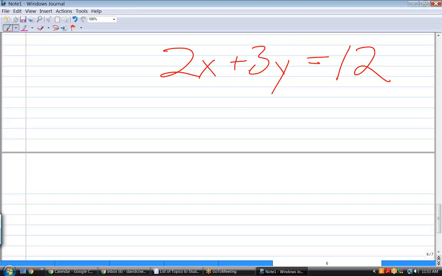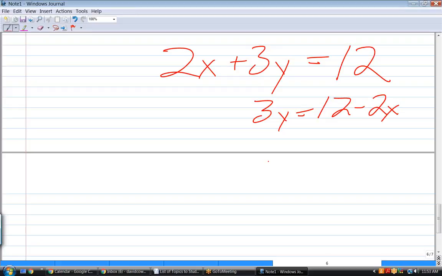You could do it the other way. Let's go ahead and have you do that just for practice, as long as we're talking about it. So you would subtract 2x from both sides. Now I have 3y equal 12 minus 2x. And then we would divide by 3. Not by 3y.